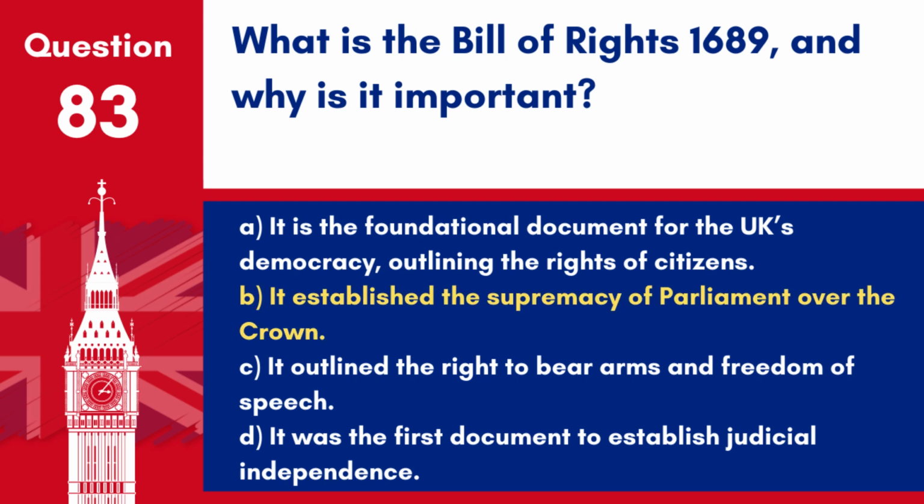Answer: B. It established the supremacy of Parliament over the Crown. The Bill of Rights 1689 is a landmark act in the UK that sets out certain basic civil rights and clarifies the constitutional relationship between the monarchy and Parliament.